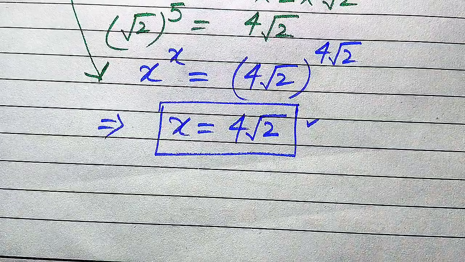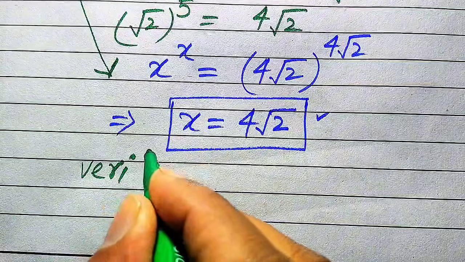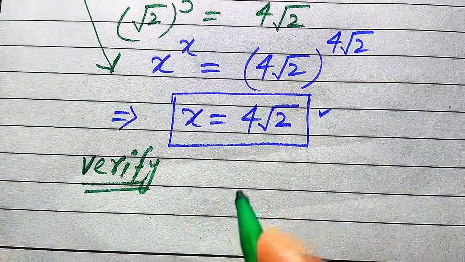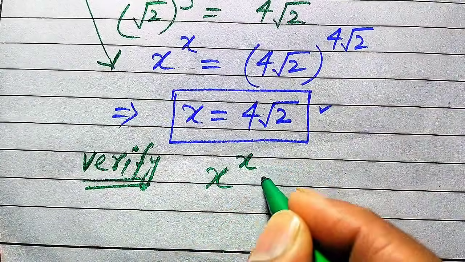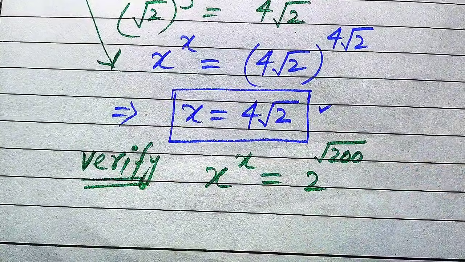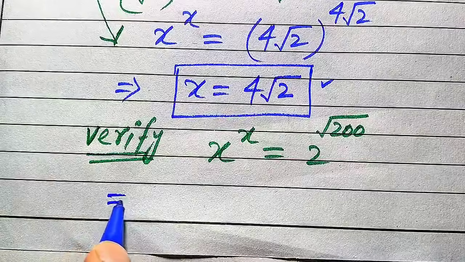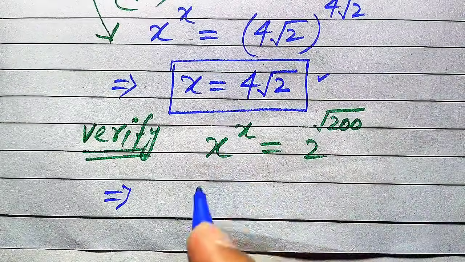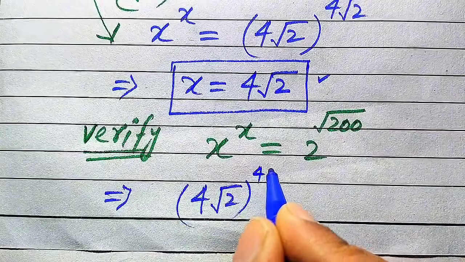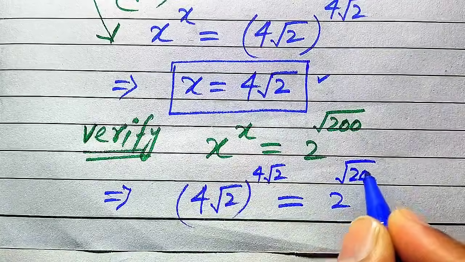And now in the next step we need to verify whether this value of x is the solution or an extraneous root. So for verification of this value we need to copy down the given question statement. Here it is x to the power of x is equal to 2 to the power of square root of 200. And now we need to put the value of x into the left hand side and check its behavior. So when you put it here, it becomes 4 times square root of 2 and its whole power is 4 times square root of 2 is equal to 2 to the power of square root of 200.